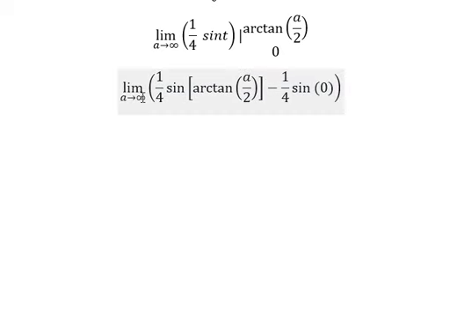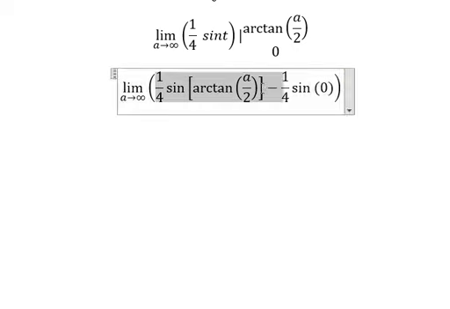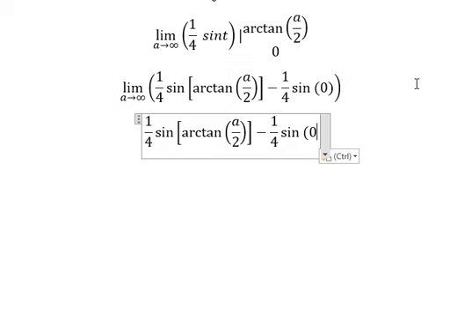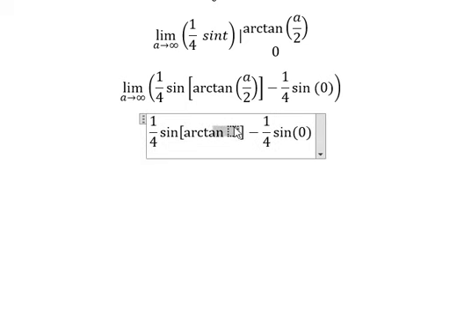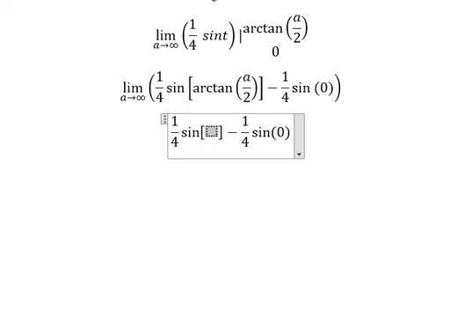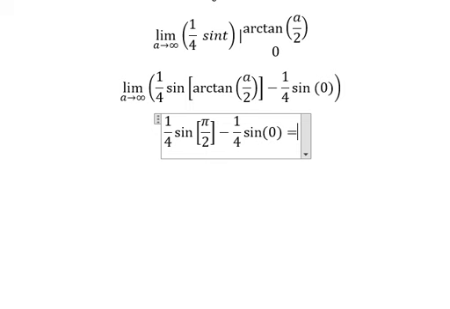So when b approaches positive infinity, arctan of positive infinity, we have pi over 2. Now we calculate this one, and we have 1 over 4.